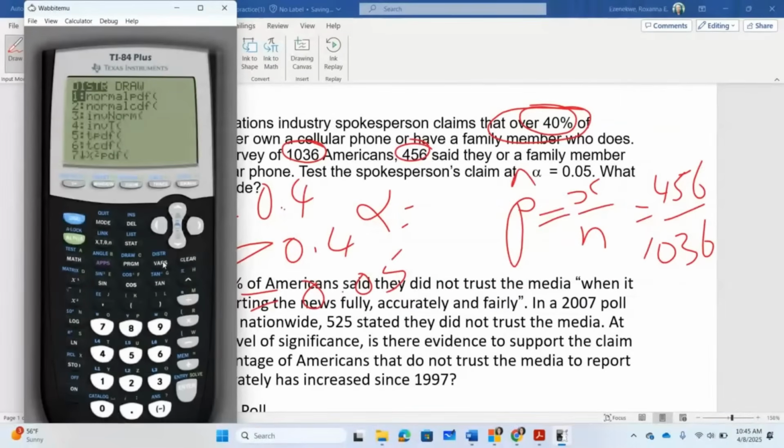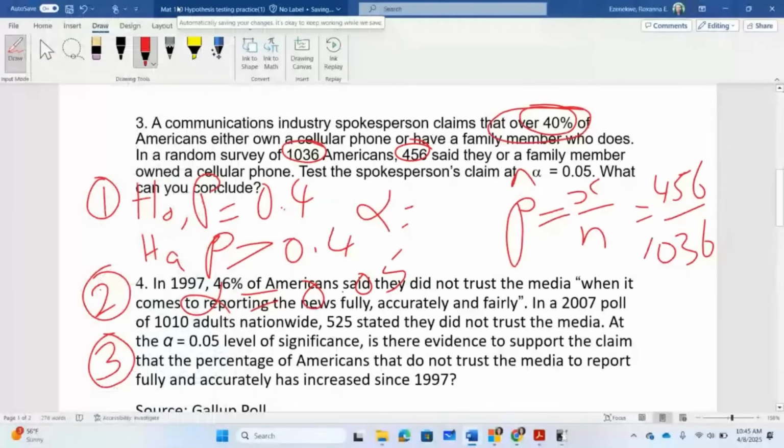Okay, so inverse norm, then 0.05. I'm not dividing that by 2 because it's a one-tail right. And I'll remember to change my answer to positive. Normal curve. All right, so I have negative 1.64. So I will change it to positive. Why? Because I'm doing a right tail. z equal to 1.64. Okay, and now I am going to calculate.